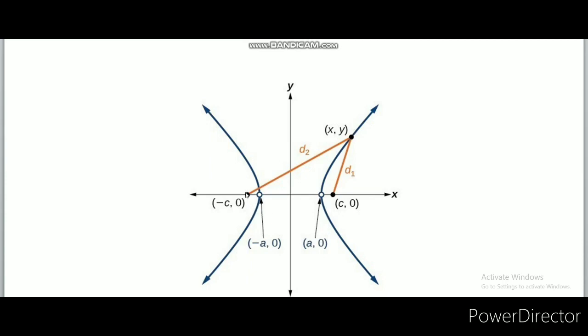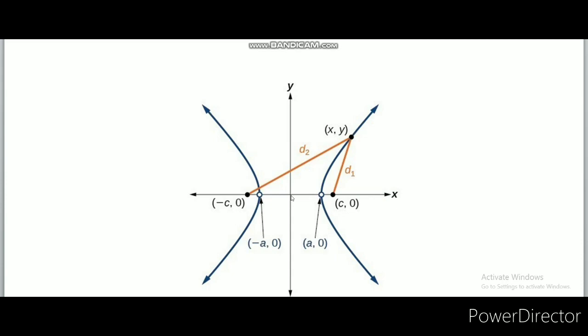So for now, let's see that if the center is 0, 0 and the focal radius is c, then the coordinates of the foci will be negative c, 0, and the next one is c, 0, if your hyperbola center is 0, 0.